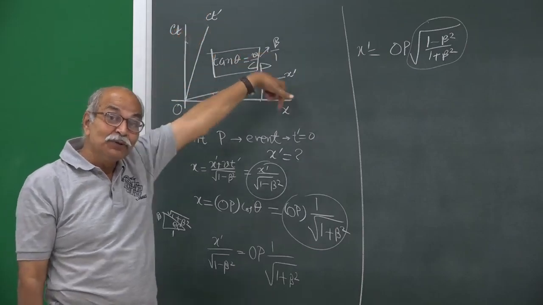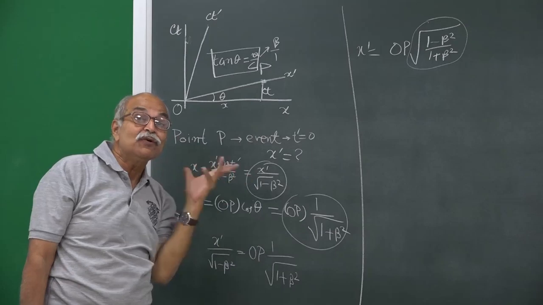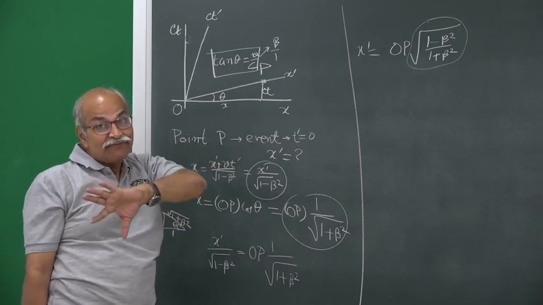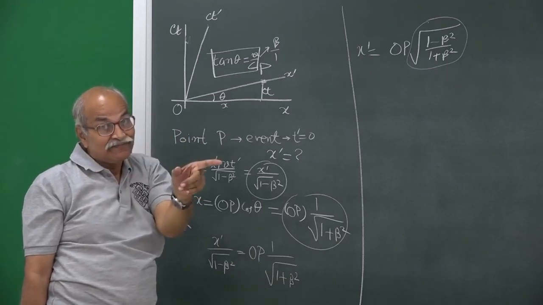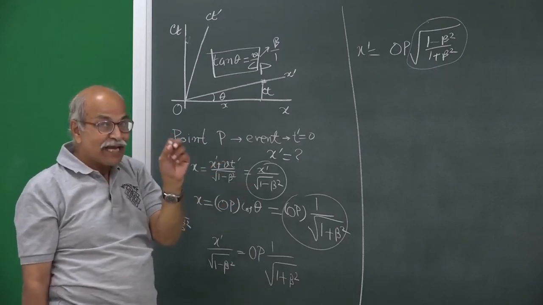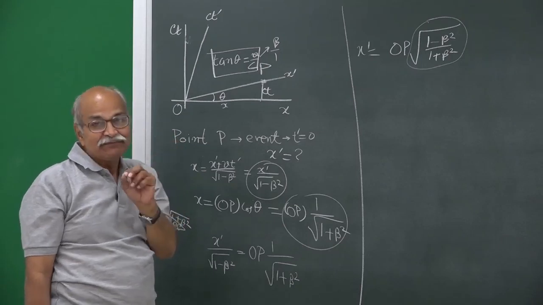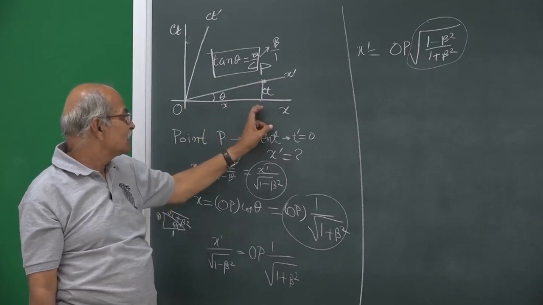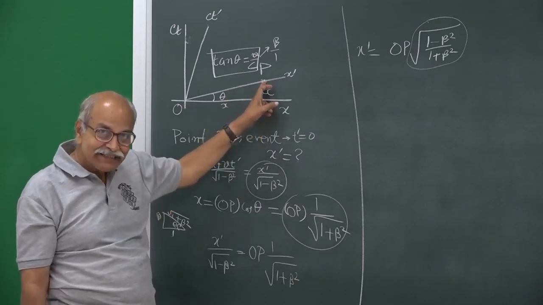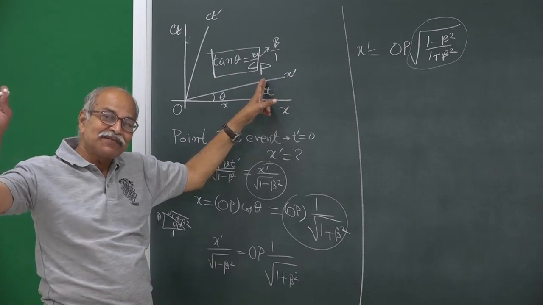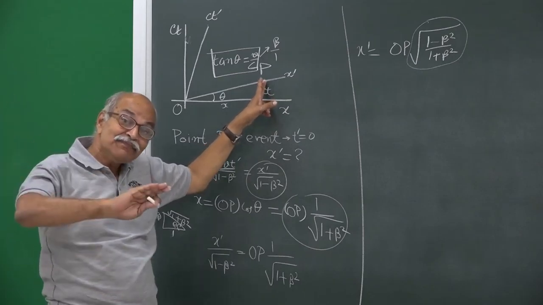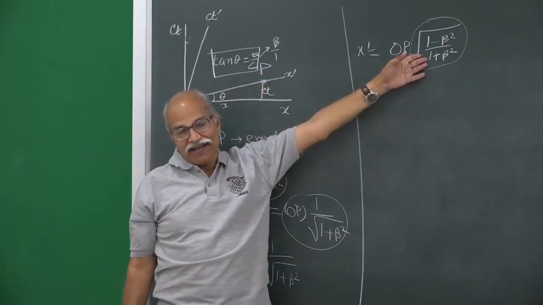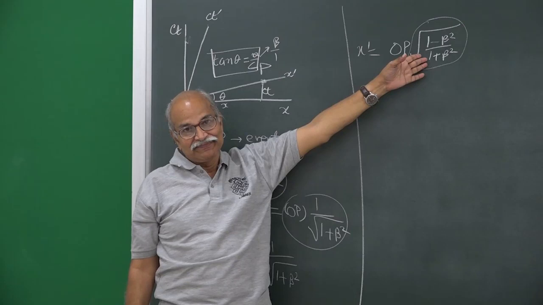See how through this plot, through this geometry only, lengths only, I am going from the S frame to the S prime frame. An event has occurred, of course, I am taking a very special case here, but this will be generalized. There is an event for which I know what x is, what t is, and I also know that t prime is 0. To get x prime, the only thing I have to do is measure this OP and multiply by this factor. So that is x prime.